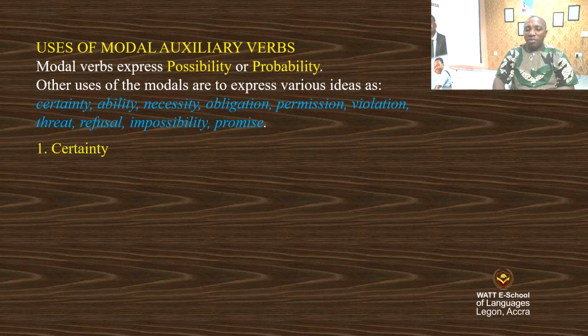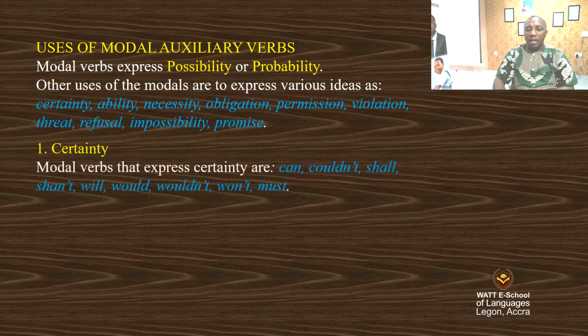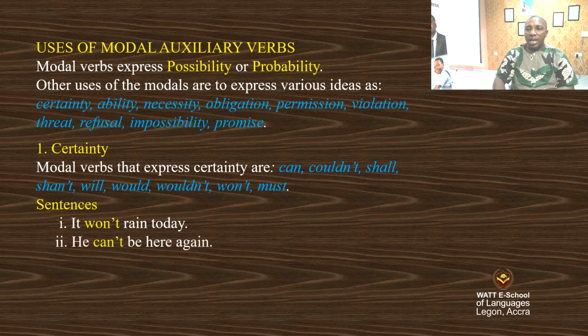Certainty. Modal verbs that express certainty are can, couldn't, shall, shan't, will, would, wouldn't, won't, must. Let's have a look at sentences. It won't rain today. He can't be here again. I shan't be late. We shall come to you tomorrow. These are the certainty that the modal verbs can express.